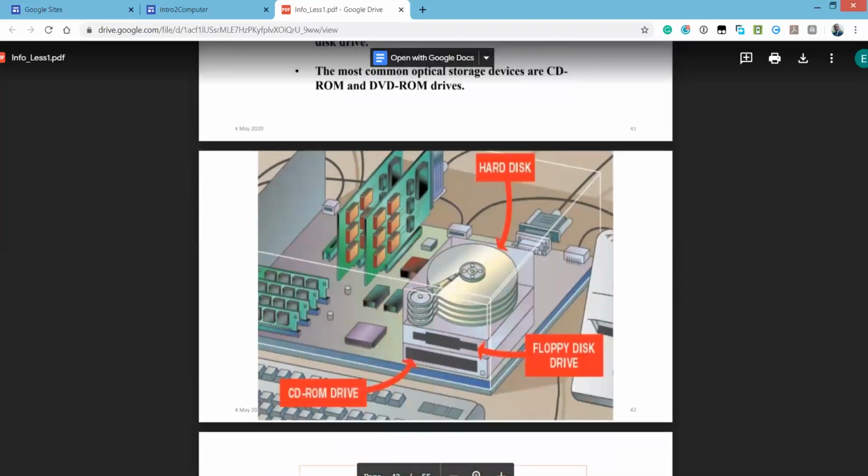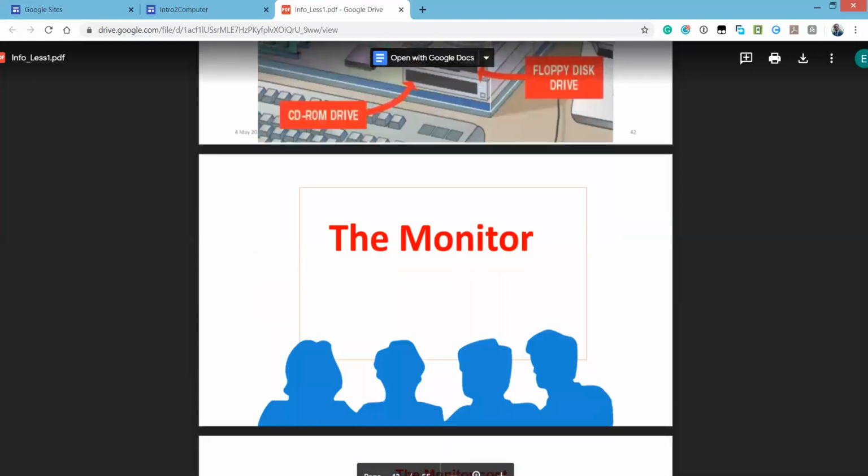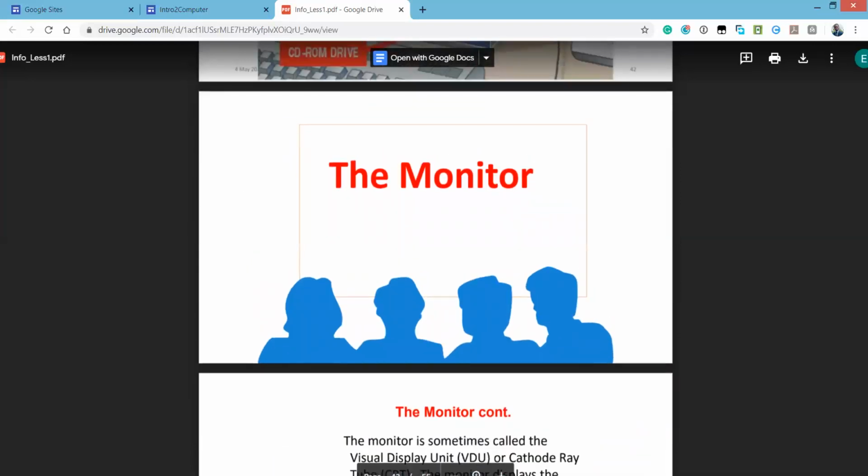All right, so there's a picture of your hard drive, which is seated in the computer. It is just metallic, and it looks like a series of CDs packed and arranged with a bar across. That's a hard drive, and that is how it looks in the system. We have our floppy drive, which is currently becoming obsolete, and our CD-ROM. These are storage devices that are used by the system. And we are going to talk about the monitor.